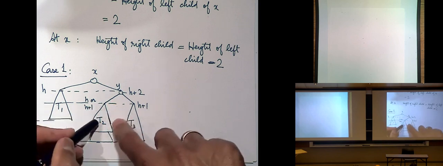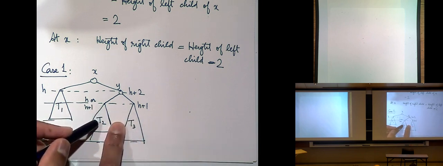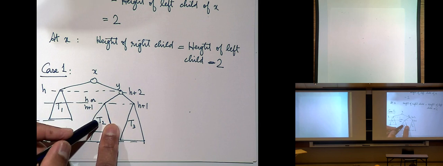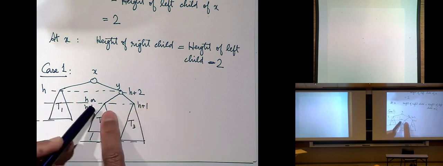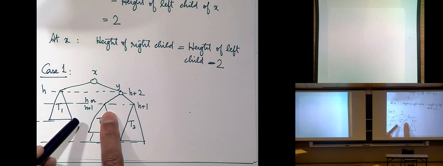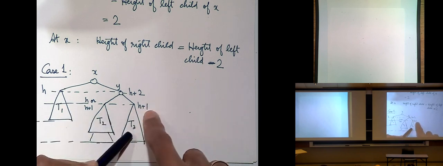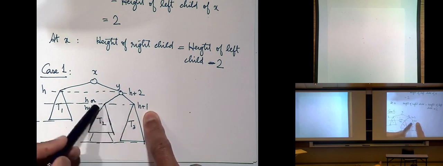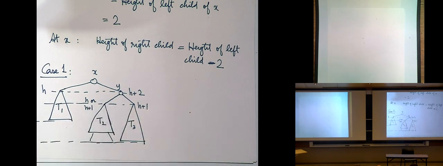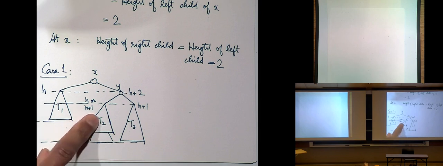No, I'm assuming, so why can't the height of T2 be h minus 1? No, but T3 could still be h plus 1, and T2 height would be h minus 1. And the max of those two is h plus 1, right? Because the height is, or yes? Almost. Yes. Okay. It could be 2. If this was h minus 1, the difference would be 2.